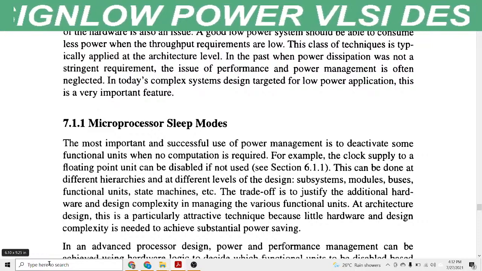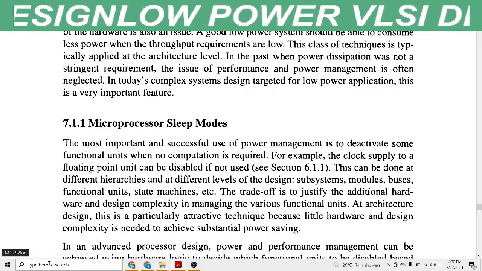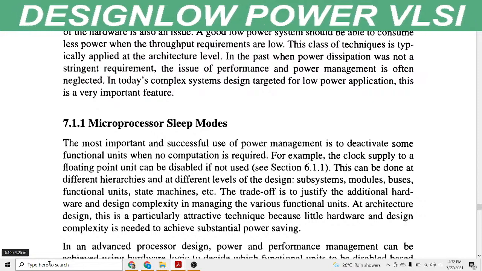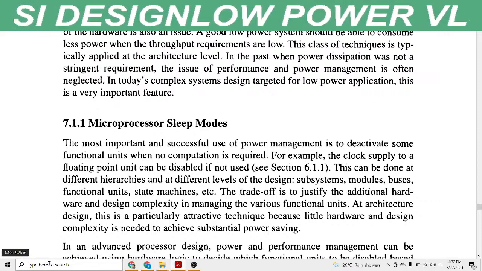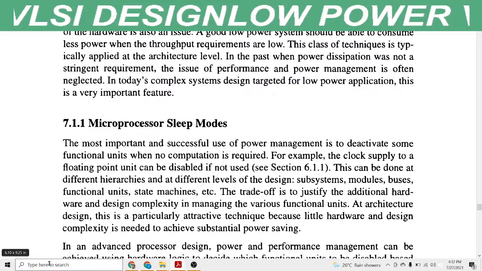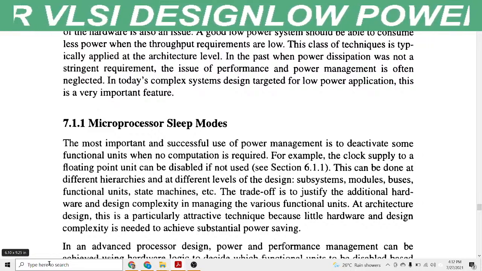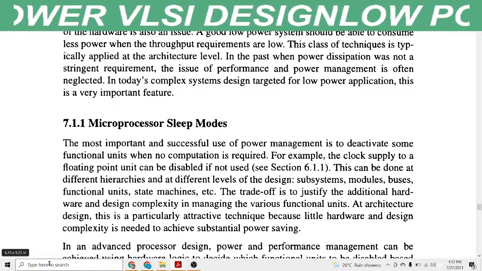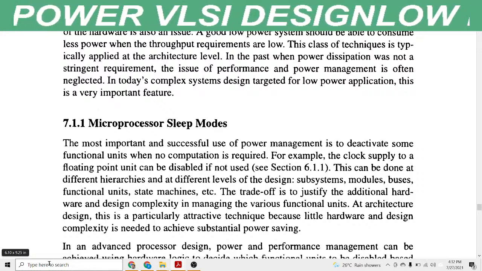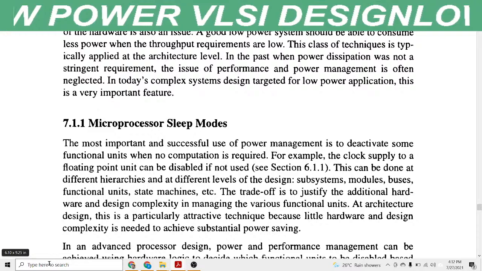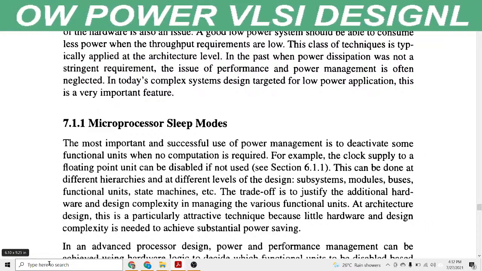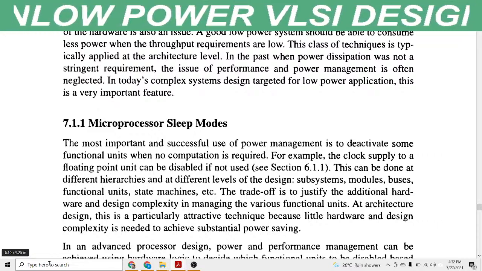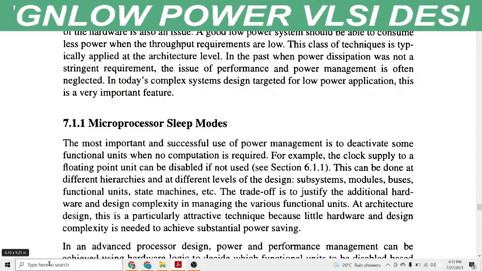These are the advantages of power management. But if power management occurs in the circuit, then for this power management some extra circuit is also required. So this is some drawback of power management, that we need some extra circuit for the purpose of power management.